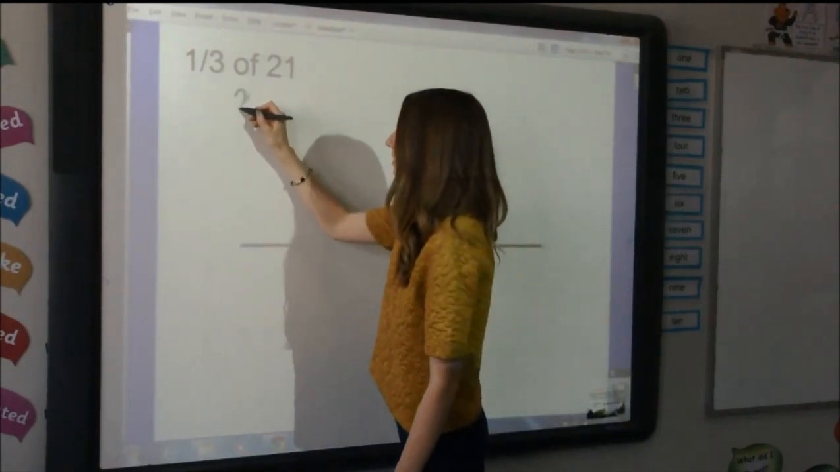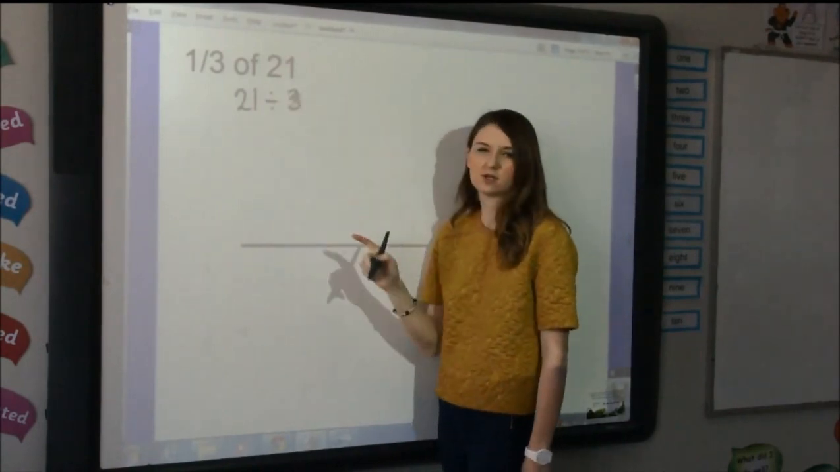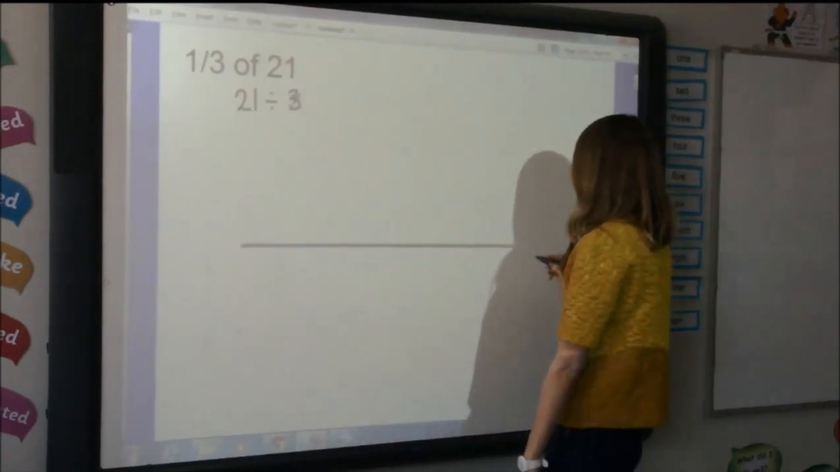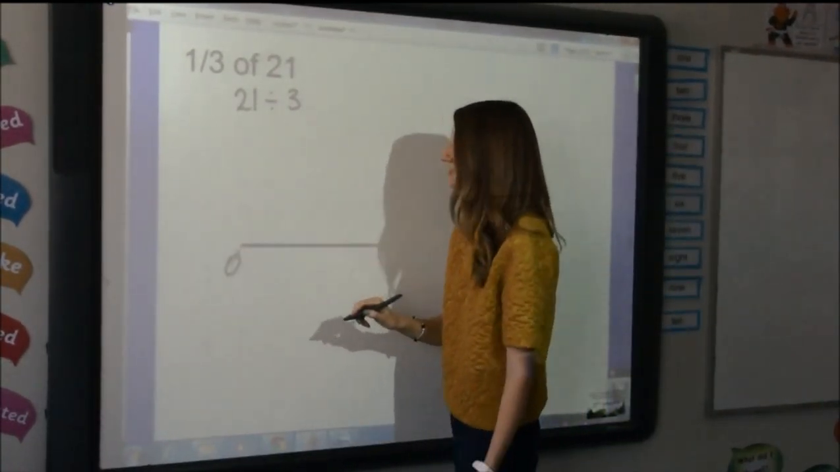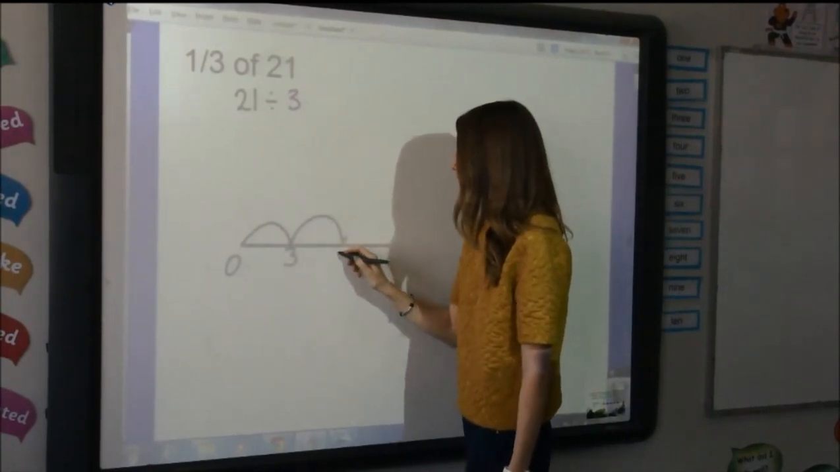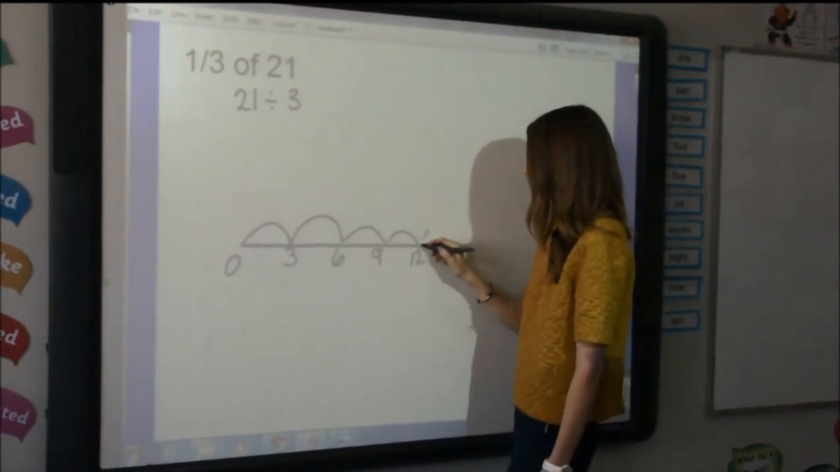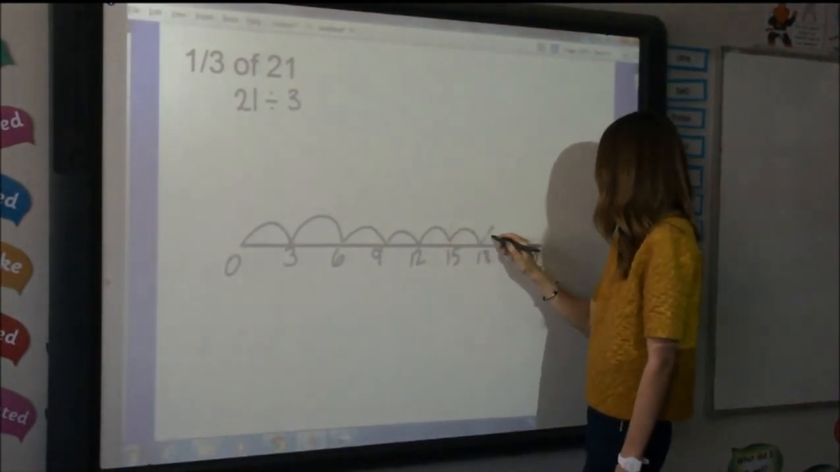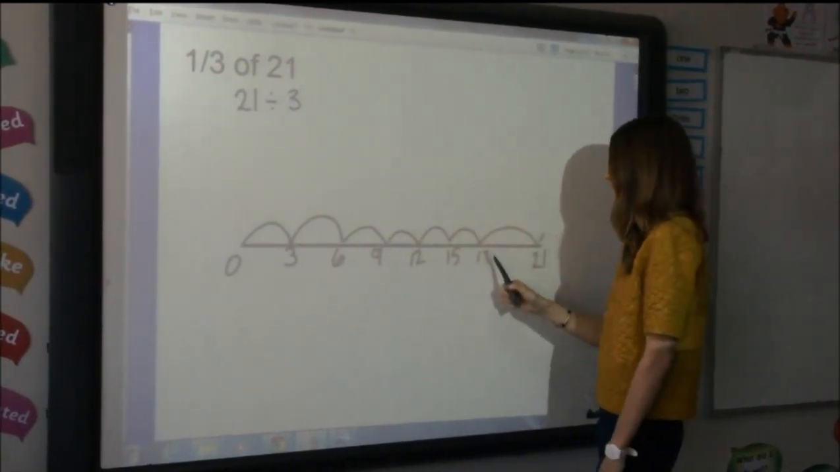So again, this time I'll write the division fact, 21 divided by 3. 21 is the whole number, we're looking for 1/3, so we're dividing by 3s. So I'm going to put 21 at the end of the number line, 0 at this end, and then I'm just going to count in jumps of 3. Last one, 21. So 3, 6, 9, 12, 15, 18, 21.